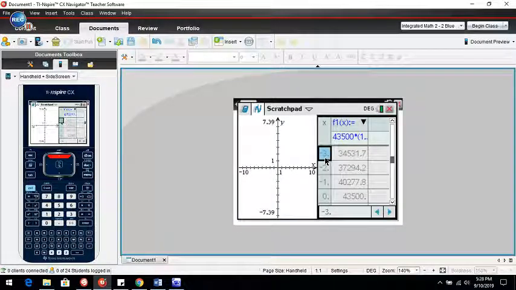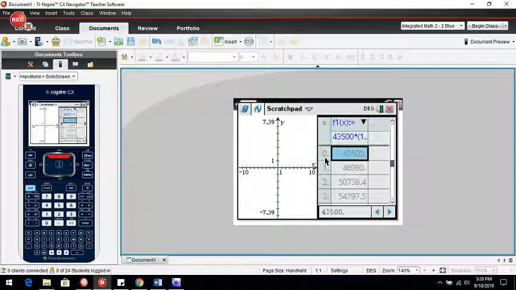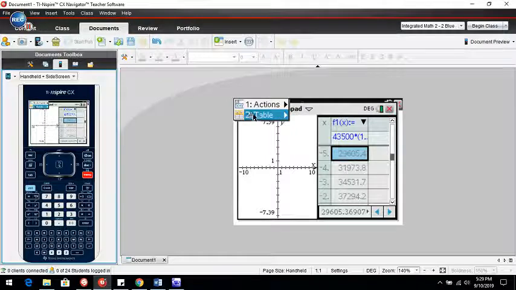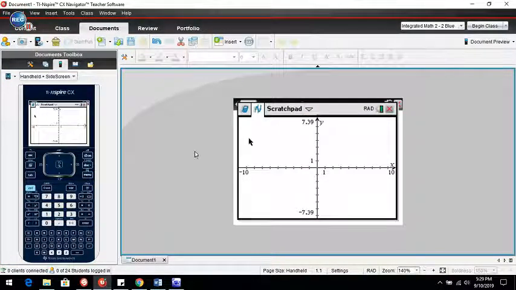Now I did not write these values on my notebook. I started with 43,500, but this is where I got the amount of money I was making. So there's your first equation. Okay, now to get out of that split screen table, just do menu, table, remove table.